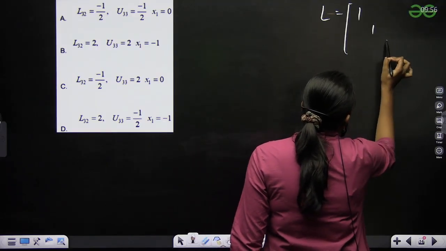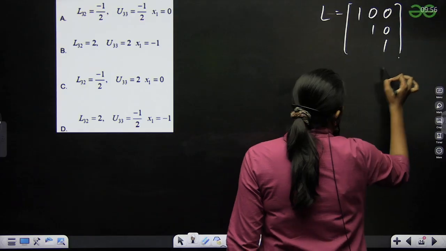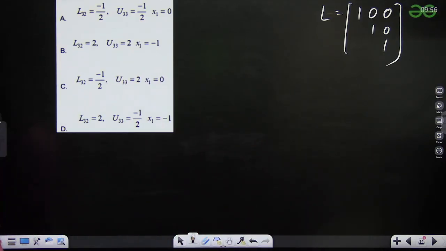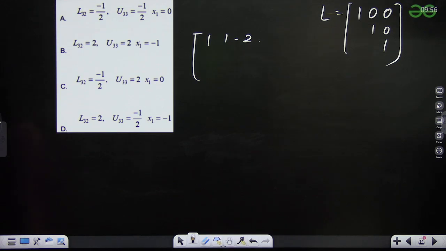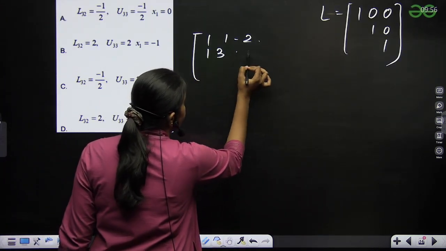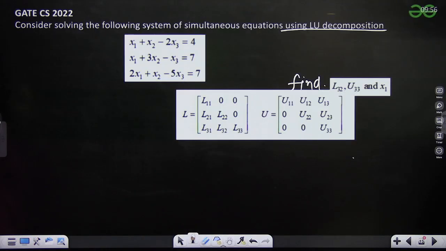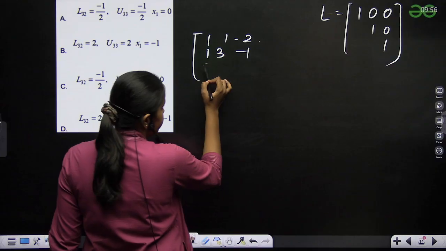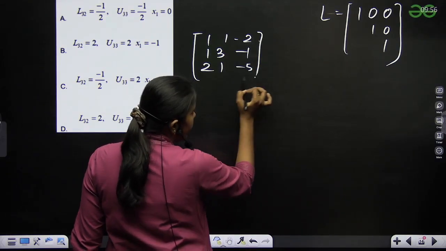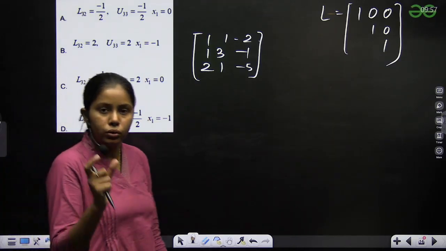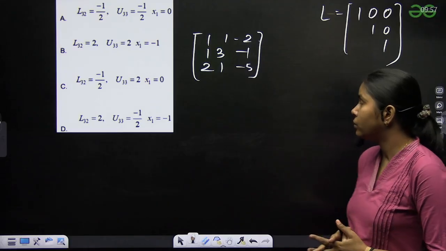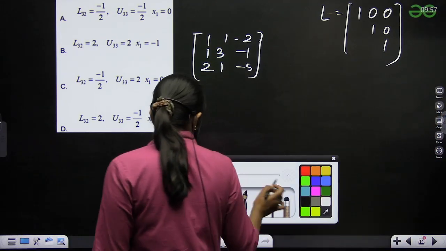And I told you what I would do to form the upper triangular and lower triangular matrices. First, let's find the upper triangular matrix. x1, x2 minus 2, x3. 1, 1, minus 2. The other rows are 1, 3, minus 1, and then we have 2, 1, minus 5. So this is my matrix. I have to form the L and U matrices so that I can tell the values of L32, U33 and x1. So I'll row reduce it. Let's do that.